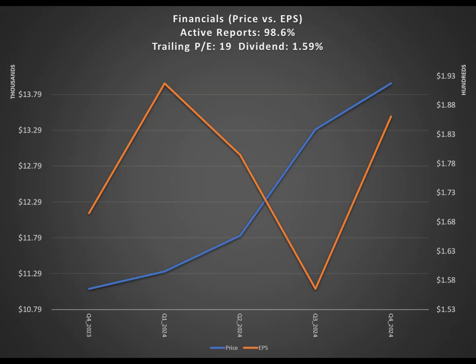Footnotes for the financial sector. New addition, Apollo Global Management, exchange, NYSE, ticker, APO, sub-industry, asset management and custody banks. Missing reports: BlackRock Incorporated, ticker BLK, no reports since Q3, 2024.